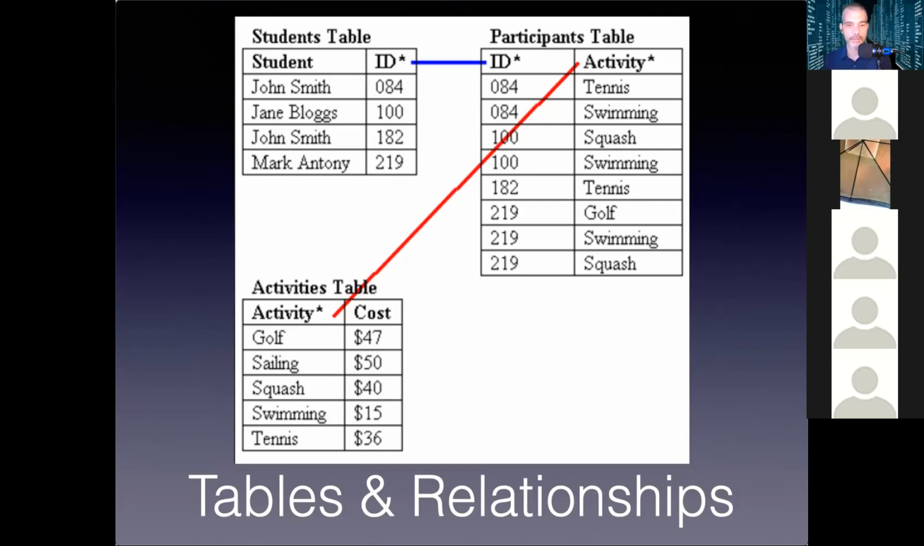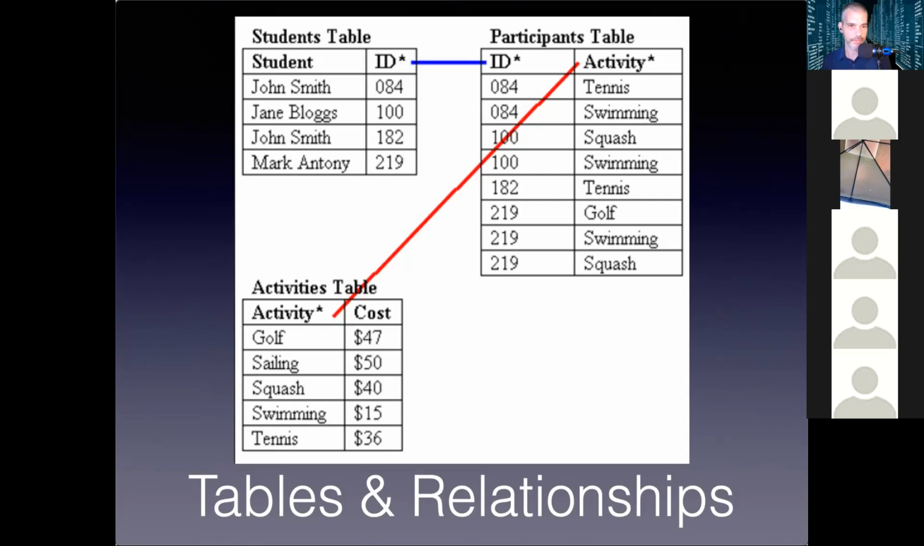So we see there is repeated data in the ID column, and there is repeated data in the activity column. We have multiple instances of swimming, multiple instances of student 84. Then in the activities table, we have a list of activities. And in this case, the primary key is not a number. It's actually the name of the activity. And you can see in this little table that the activity is unique. There is only one instance of each activity in that table.